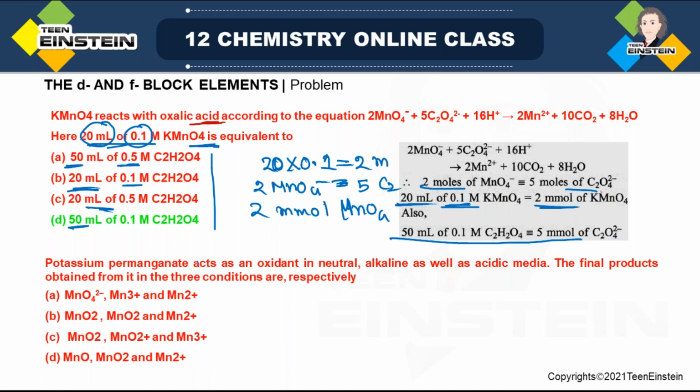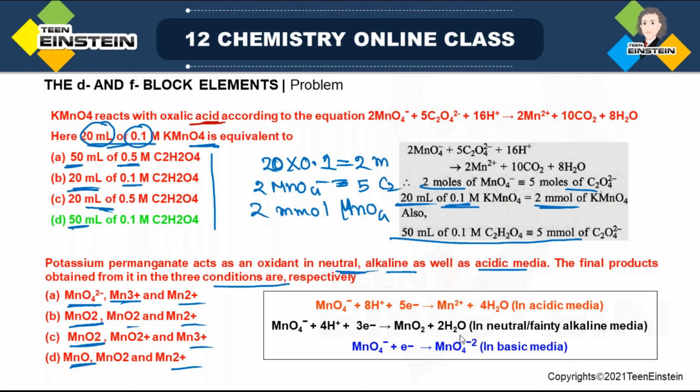Next problem. Potassium permanganate acts as an oxidizing agent in all these three conditions that we have already discussed in today's class. You have to find out the final products obtained from it in all these three conditions respectively. The first species in each option will be the product for neutral medium, the second species the product for alkaline medium, and the last species the product for acidic medium. So we need all the equations. Here we have all the equations. The orange color is for acidic medium, the black one for neutral or faintly alkaline medium, and the blue one is for basic medium.